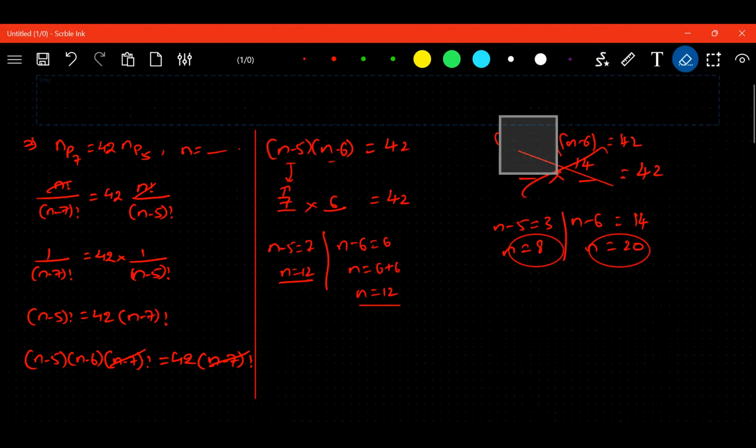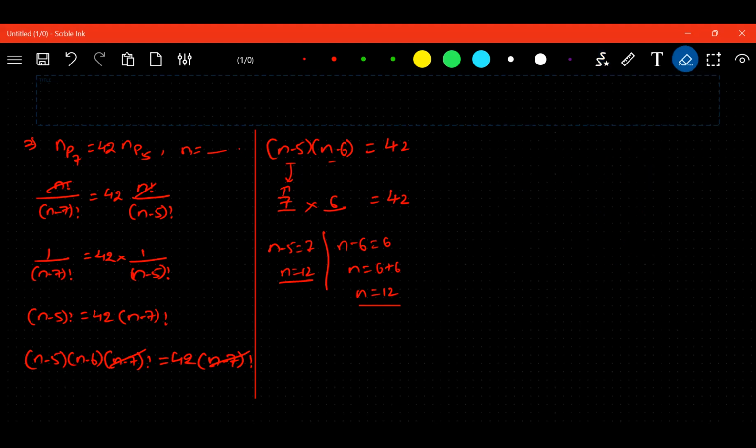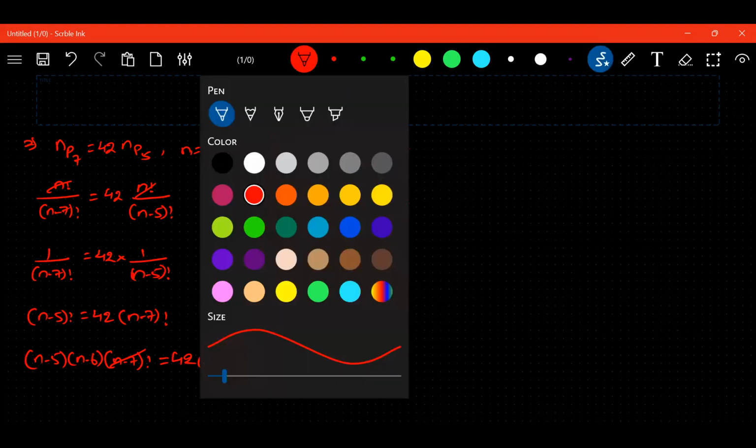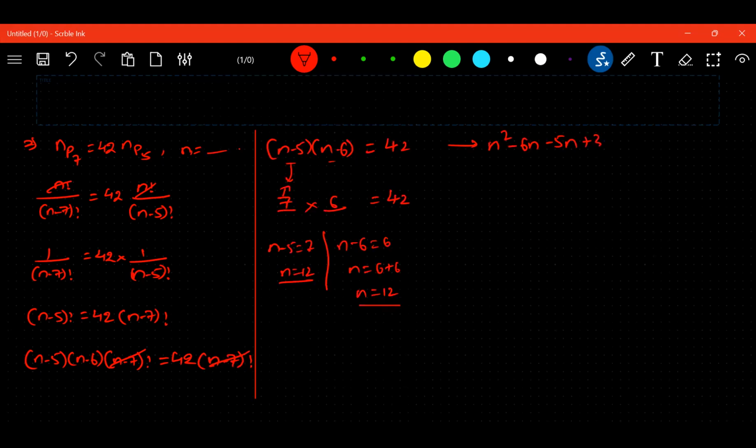So this is one small trick for you. In this way also you can do. Otherwise, you can do like this also. n minus 5 into n minus 6 is what? n square minus 11n plus 30, right? Is equal to 42. Am I right?